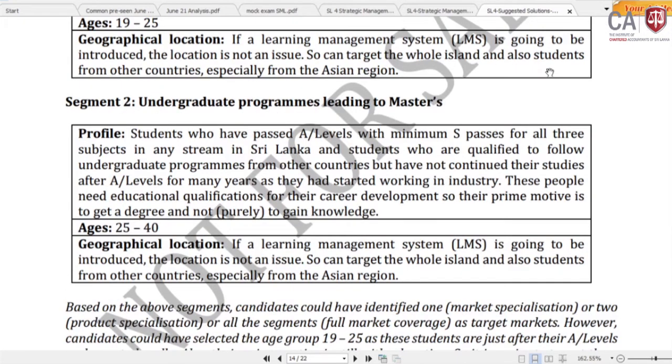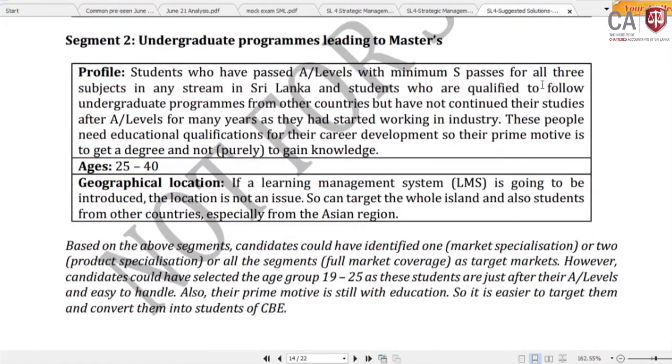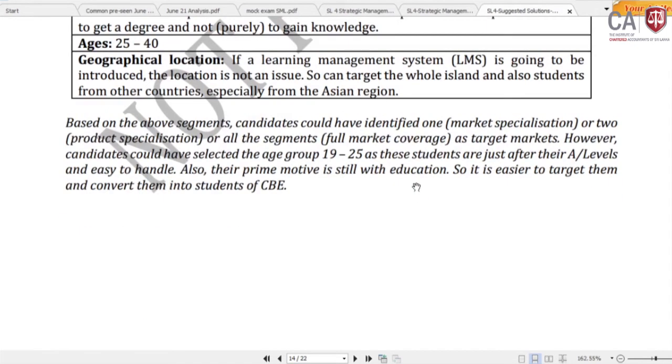Then geographical locations: if a learning management system is going to be introduced, the location is not an issue, so we can target the whole island and all students from other countries, especially from the Asian regions. Based on the above segments, the candidate could have identified one or two or all the segments as the target market. However, the candidate could have selected the age group 19 to 25, these students who are just after their A level. Yes, the 19 to 25 area is the best one. Also, their prime motive is still education, so it is easy to target them and convert them into students of CBE.